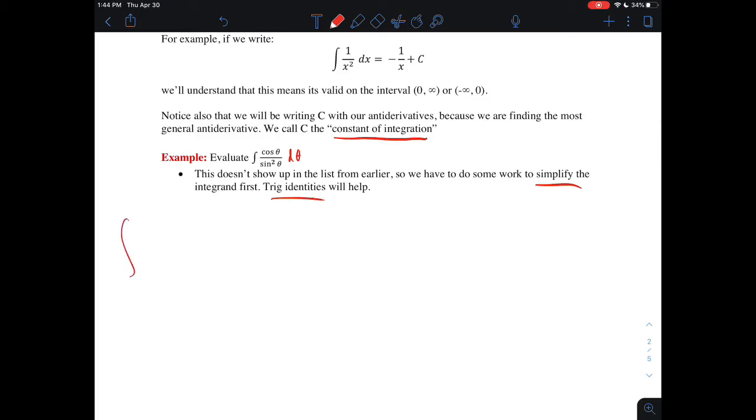So I'm going to start with what we have, the integral of cosine theta divided by sine squared theta d theta. And I'm going to simplify by actually splitting up the fraction that I have there. So instead of cosine theta divided by sine squared theta, I'm going to say cosine theta divided by sine theta times sine theta d theta.